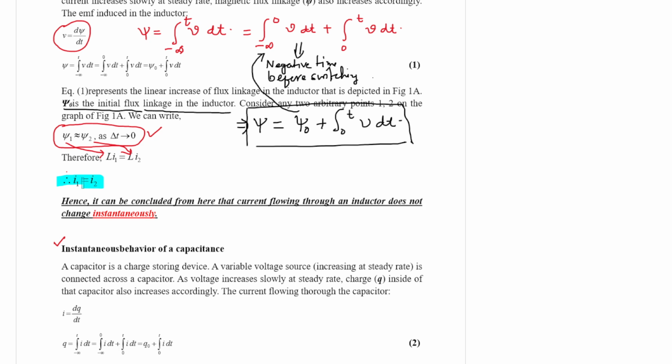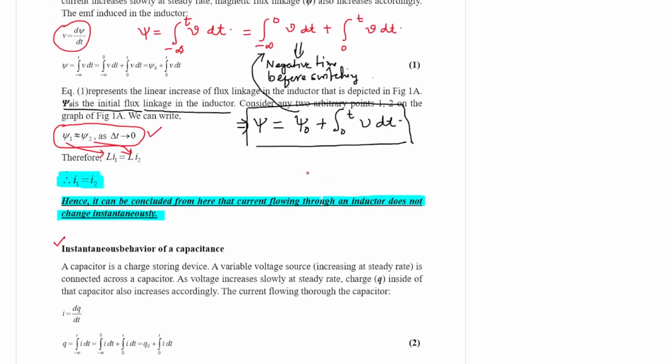So what does this signify? It can be concluded that current flowing through an inductor does not change instantaneously. I repeat, current flowing through the inductor does not change instantaneously.